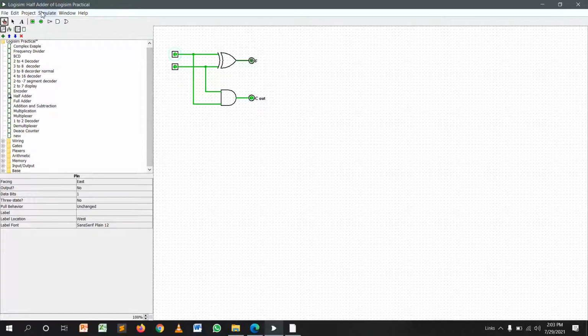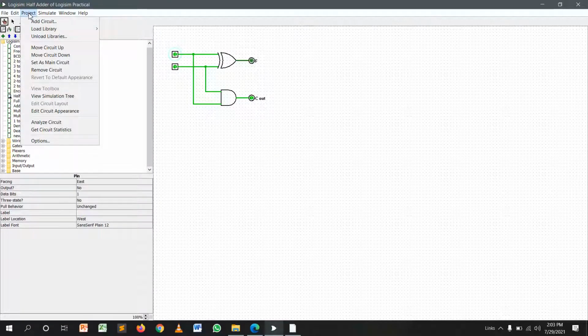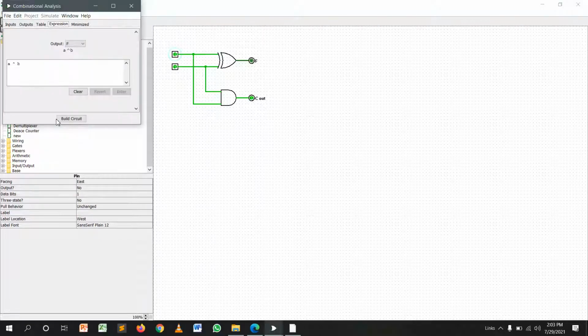And I'll show the table diagram of this circuit. Go to analysis and table. A and B are both inputs, F is the output and C out means carrying out value. For the carrying out value to be 1, both A and B inputs must be 1, then F is 0 and carrying out is 1.